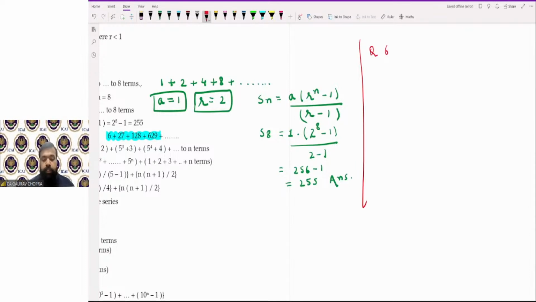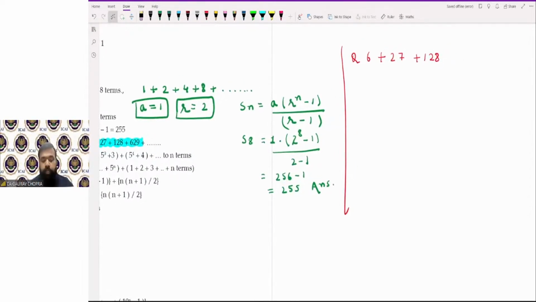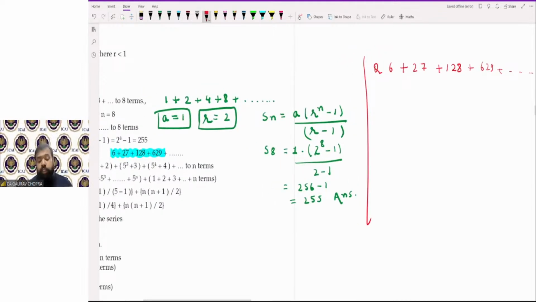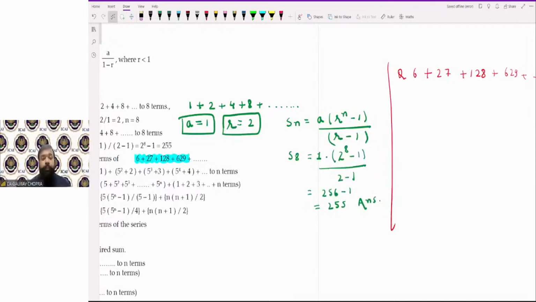6, 27, 128 and 629 and so on. Now this time, can you see whether this is a GP or not? आपको पता लग रहा है क्या ये सीरीज GP है या नहीं है? तो अगर आप इसको डिवाइड करके चेक करें तो it is not a GP. क्लियरली आपको GP नहीं लगेगा, लेकिन इसमें कुछ हिडन है. There is something hidden in this kind of series. This is a type of mixture series.